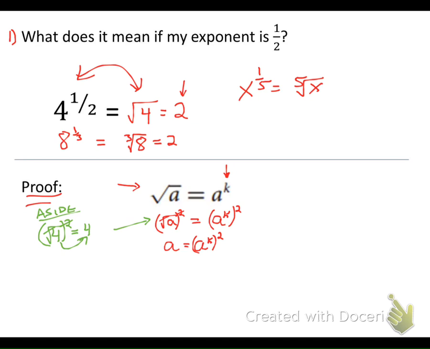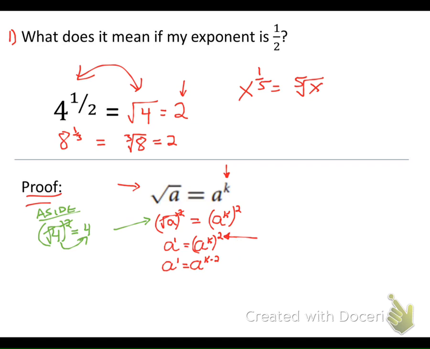Now, any number, if I don't have an exponent right here, that exponent is really just an invisible 1. So we have a to the first power equals a to the k power squared. Well, here's where our exponent properties come into play, because if you take a power and raise it to another power, what you're basically doing is multiplying those exponents. So we now have a to the first equals a to the k times 2. So once again, to get from here to here, we just used our exponent properties, okay?